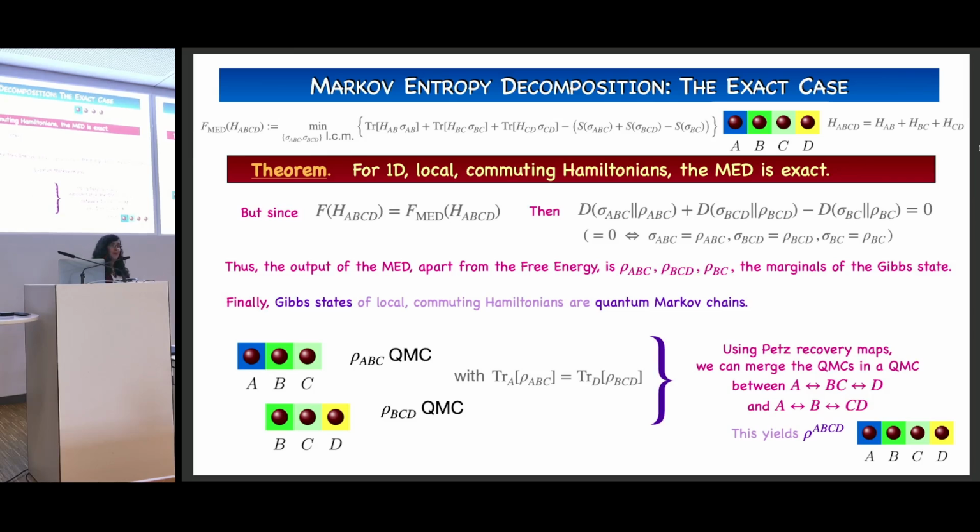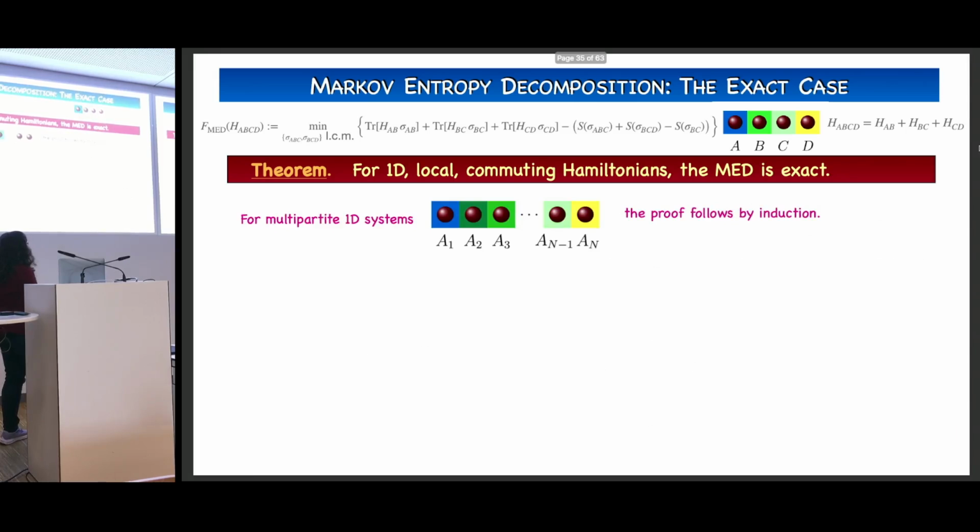to realize that actually you can merge these two quantum Markov chains into a quantum Markov chain between A, B, C, and D, and the same between A, B, and C, D. And this automatically yields a quantum Markov chain in A, B, C, and D that is actually the Gibbs state, the global Gibbs state on A, B, C, D. So it's a very nice proof. So what I essentially told you here is that in the exact case, you recover completely the Gibbs state, which is really nice. And now we can write this in an algorithmic way.